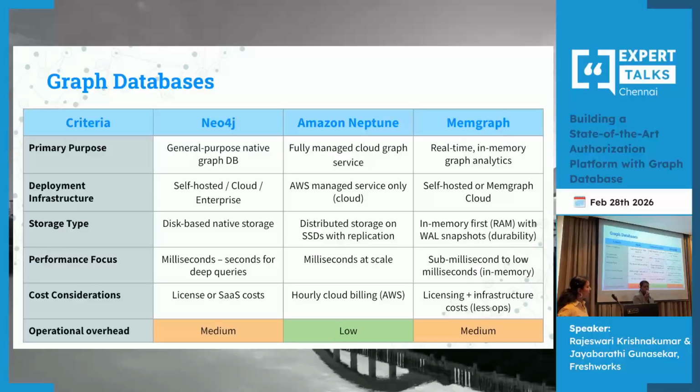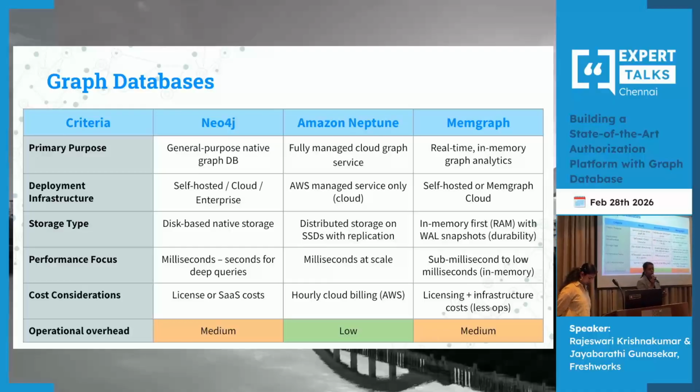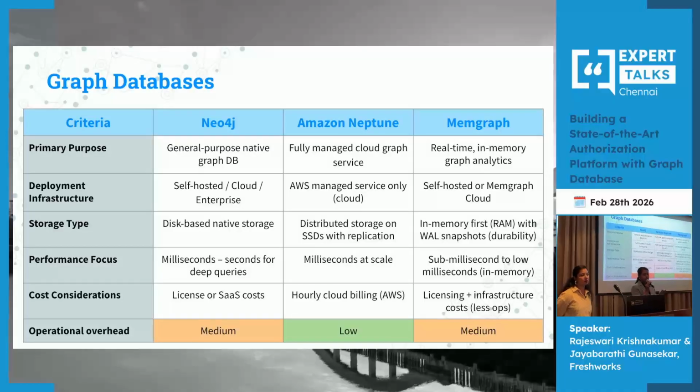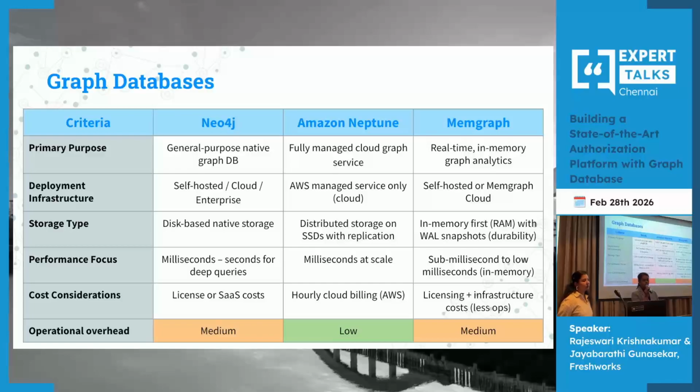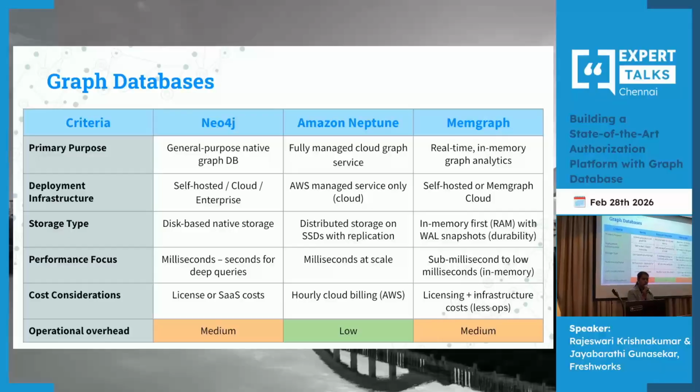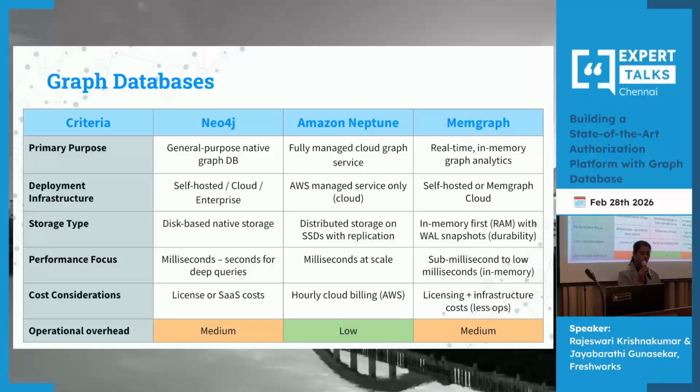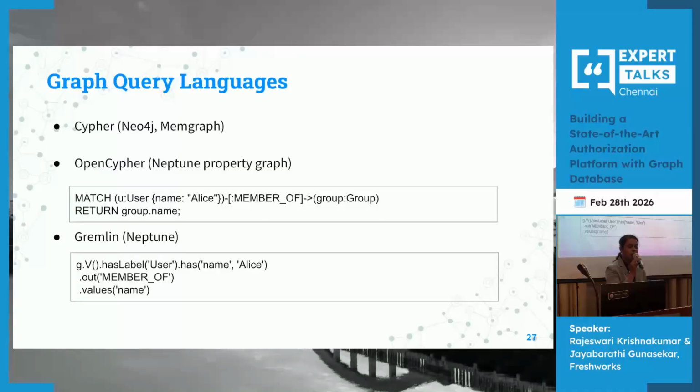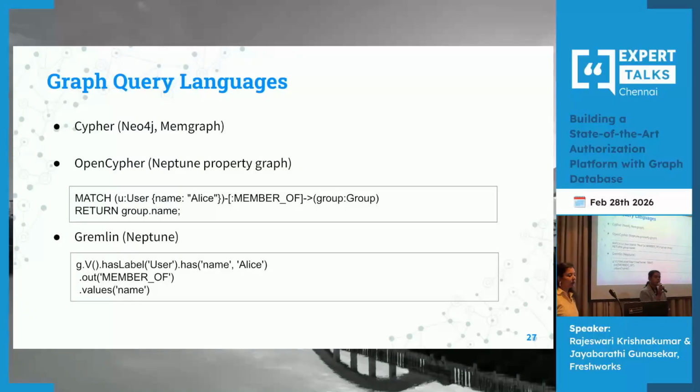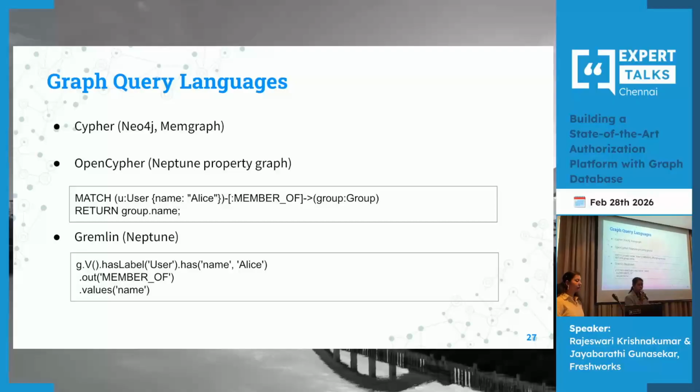And considering the operational overhead as well, if it is being hosted in-house, we will have to have a lot of infrastructure expertise in order to handle database hosting. Whereas in case of Amazon Neptune, since it's a managed service, we will not have any overhead and we only have to concentrate on the actual implementation. So with that, I would like to move on to the different graph query languages that are available.